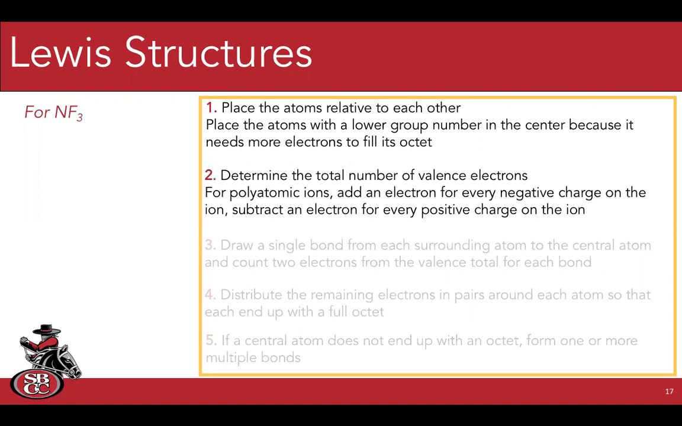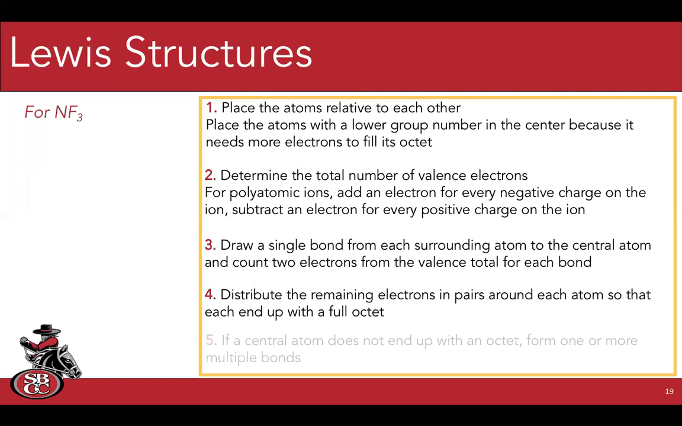Then we're going to count the number of valence electrons before we do anything else, before we make any bonds or any lone pairs. If it's a polyatomic ion, either an anion or a cation, for an anion, you're going to add electrons for every negative charge. For a cation, you're going to subtract electrons for every positive charge. Then you're going to draw single bonds from the central atom to every one of the surrounding atoms and count 2 electrons for each bond.